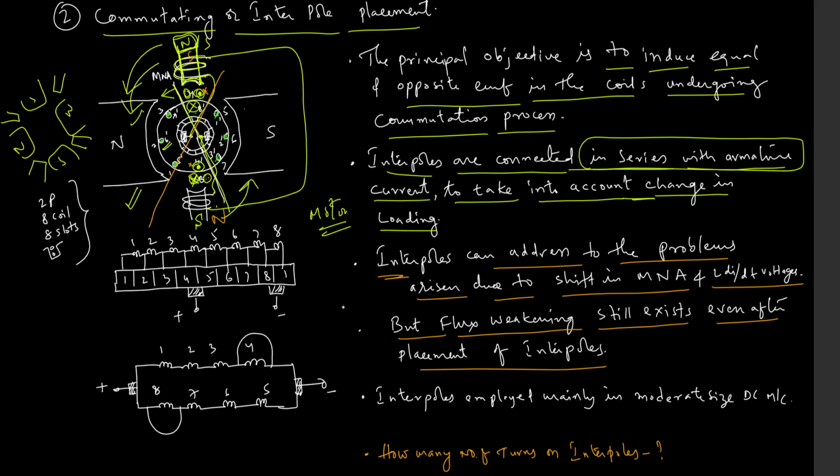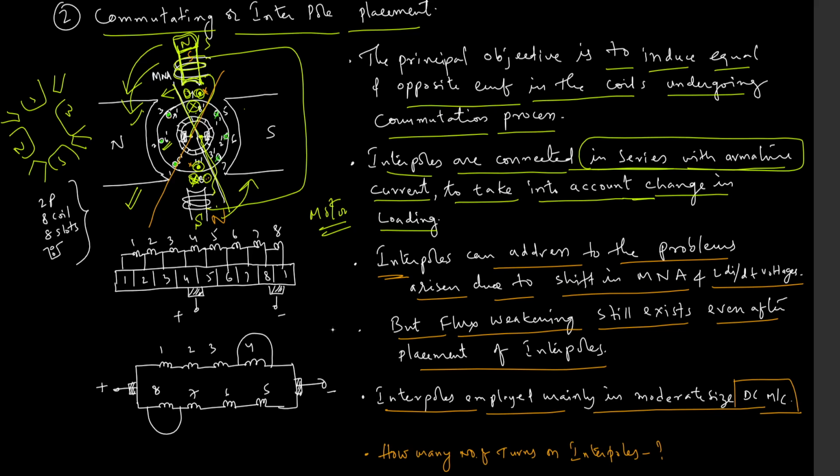So that is why interpoles are employed mainly in moderate size DC machines. In the case of large DC machines, either generators or motors, the flux weakening and the reduction in torque is significant in nature. We cannot allow the generator to reduce its EMF, or we cannot allow the motor to reduce its developed torque. So because these terms are significant in nature, we have to think of some other alternative. Okay, the next method is a compensating winding.